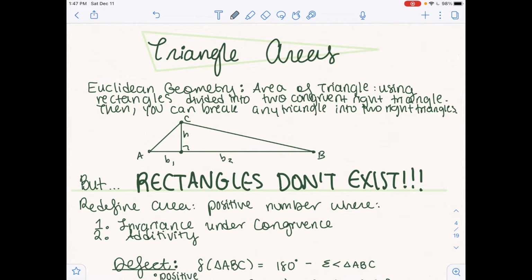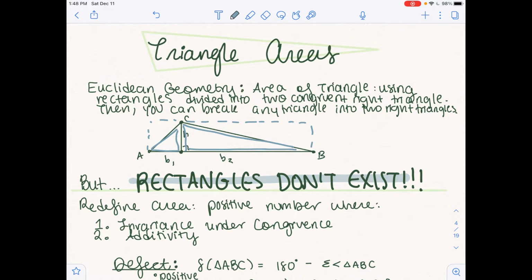One unique phenomenon of hyperbolic geometry is triangle areas. When it comes to Euclidean geometry, finding the area of a triangle was pretty intuitive, using our knowledge of rectangles. Any triangle can be split into two right triangles, where each has the area of half of a rectangle, as we know that a rectangle is always made of two congruent right triangles. However, in hyperbolic geometry, we know rectangles don't exist. We have to redefine area then.